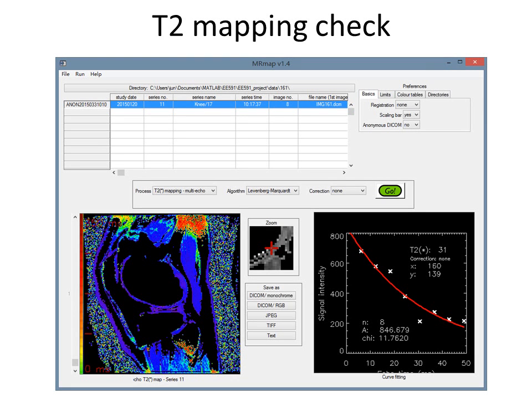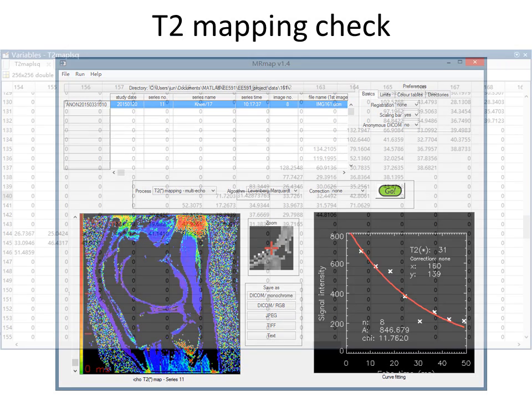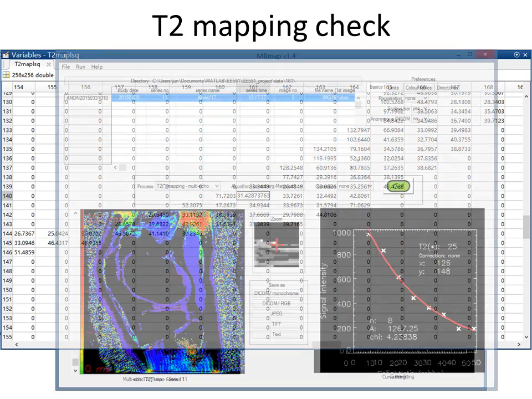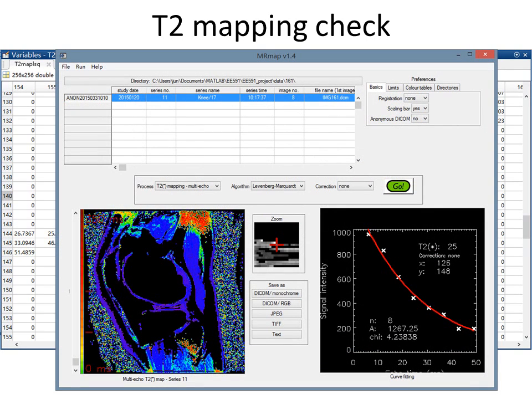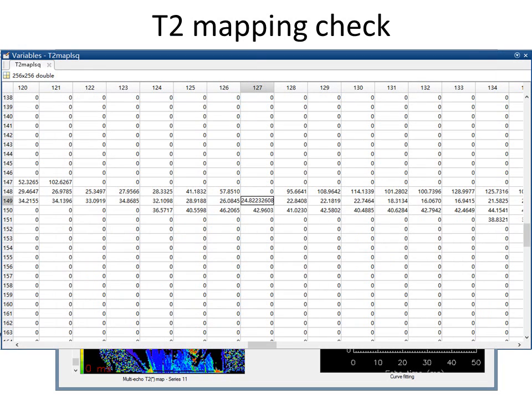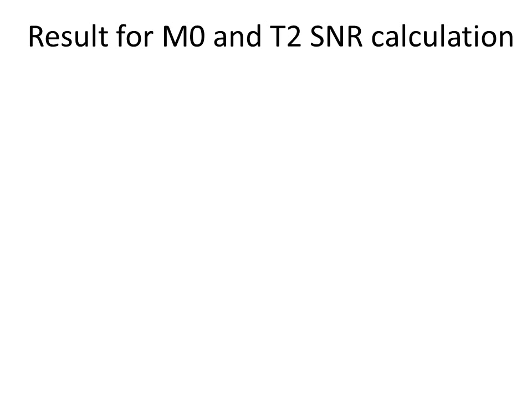And here is the result of the T2 map checking. Compared to the reference T2 map created by a software called MRMap, we can check the results voxel by voxel. So here you can check that the T2 value at this point is 31, and also here it is 31. And for the T2 value at this point it is 25, and also here it is 25.